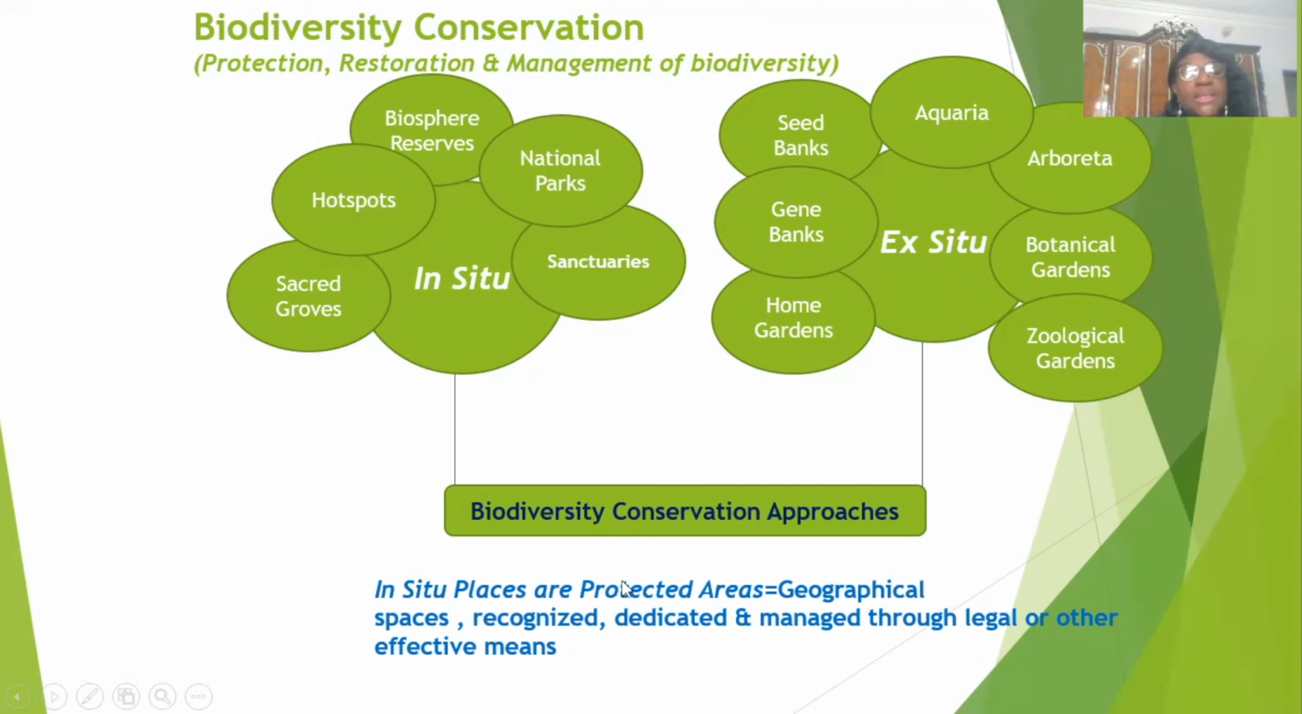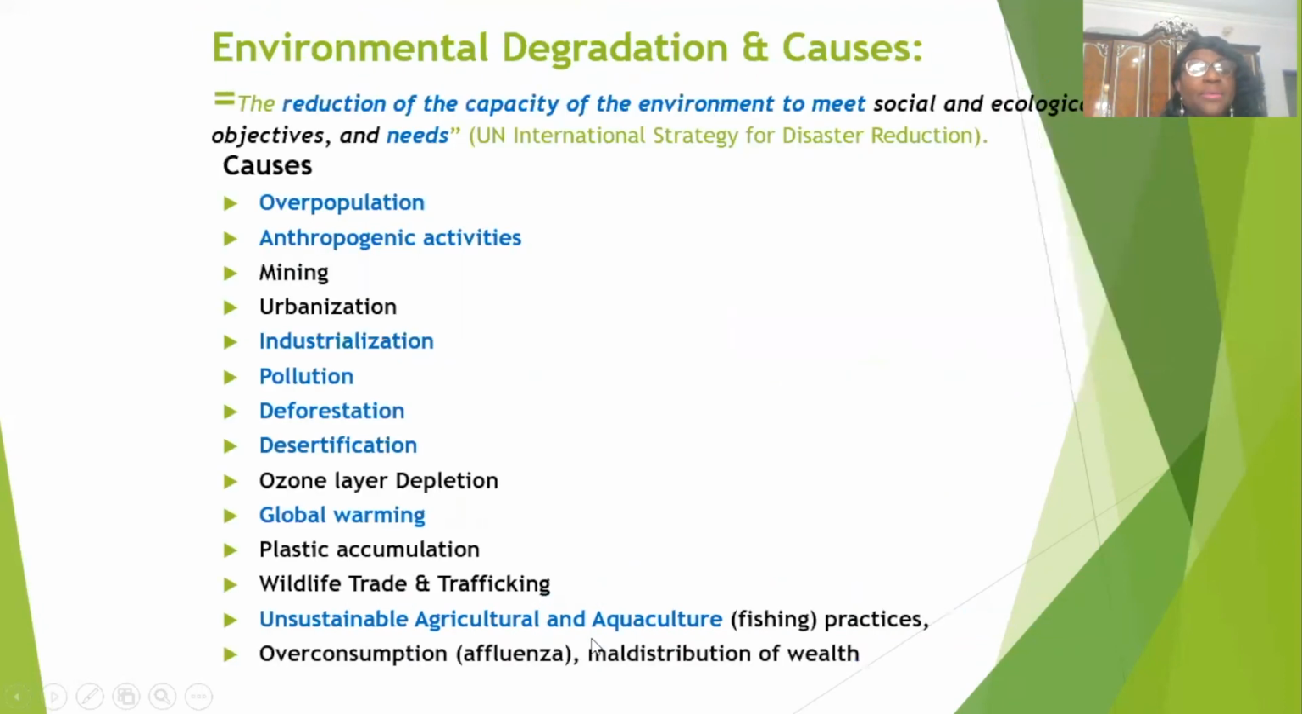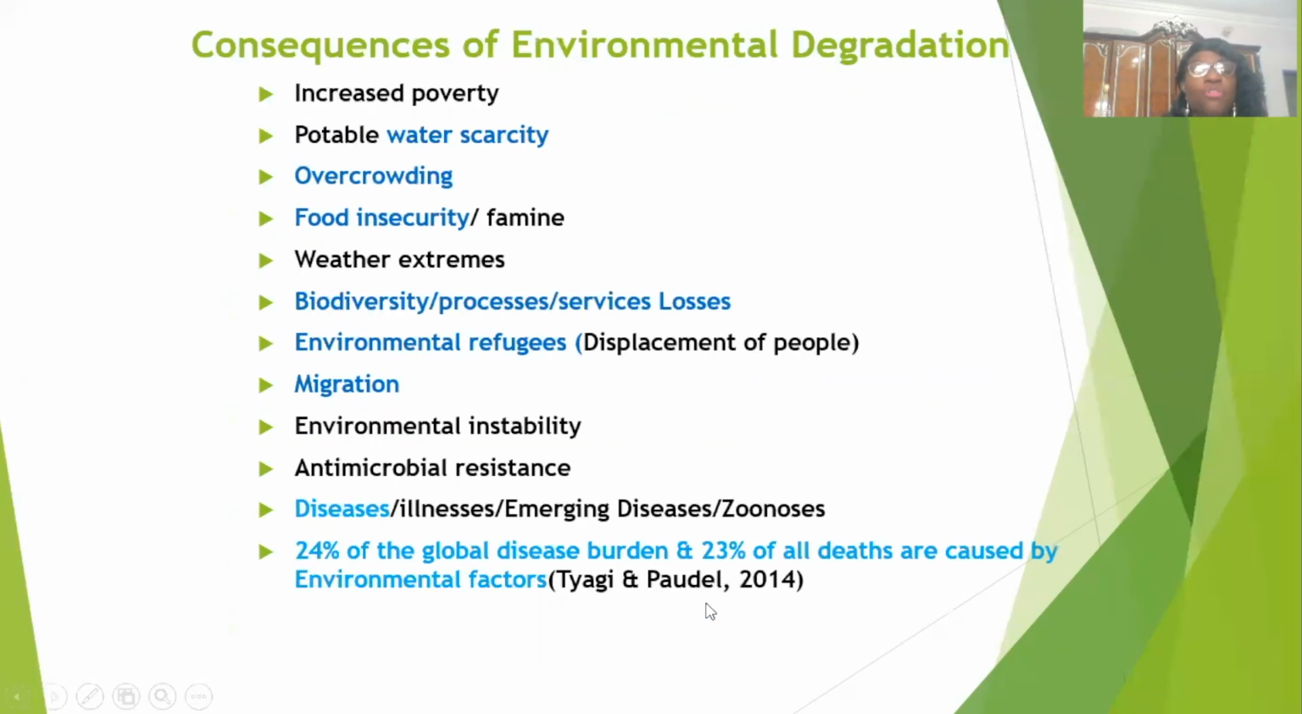The in-situ places mentioned above are protected areas. These are geographical spaces recognized, dedicated, and managed through legal or other effective means. Environmental degradation and causes. Environmental degradation is the reduction of the capacity of the environment to meet its objectives and needs. The causes are as follows: overpopulation, anthropogenic activities, industrialization, pollution, deforestation, desertification, global warming, unsustainable practices in agriculture and aquaculture, overconsumption.